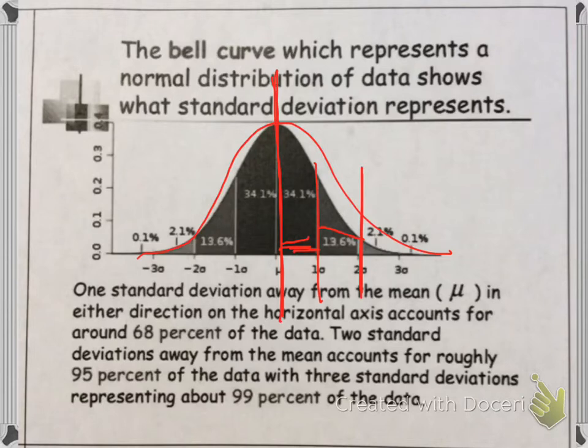So one standard deviation away from the mean, which is represented by this Greek alphabet letter right here, in either direction on the horizontal axis accounts for about 68% of the data. Two standard deviations away from the mean accounts for roughly 95% of the data. And with three standard deviations away from the mean, you represent about 99% of the data.